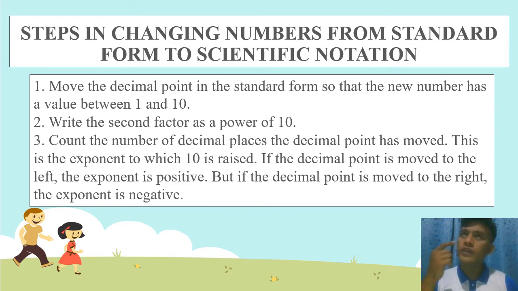So for example, for the weight of the sun, that's why it is raised to 30. If the decimal point is moved to the left, the exponent is positive. But if the decimal point is moved to the right, then the exponent is negative. Don't forget the steps in changing numbers from standard form to scientific notation.